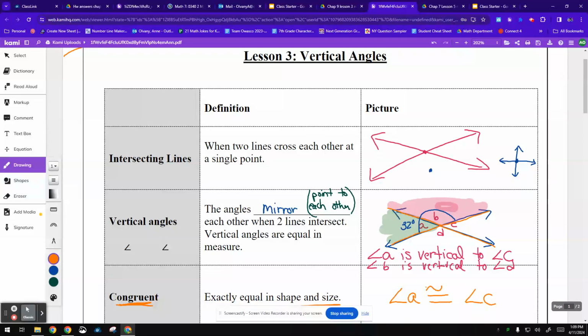Vertical means they're mirroring each other. They're like looking at each other, having a stare down. If it's congruent, does that mean it's vertical? No, not necessarily. All vertical angles are congruent. All congruent angles are not always vertical because there's other kinds that you will be learning in the next several days. There's more angle relationships that are also congruent.